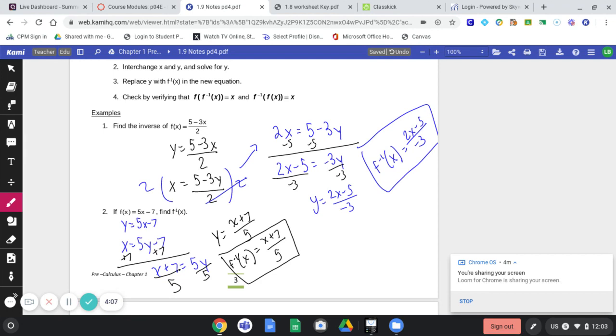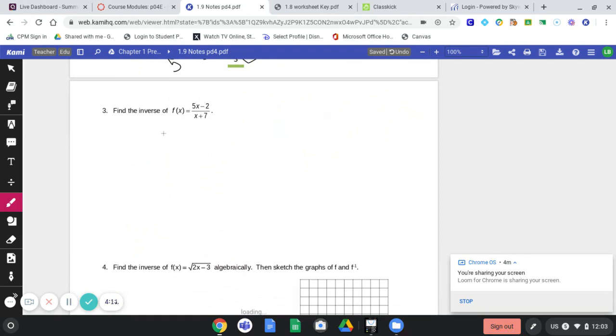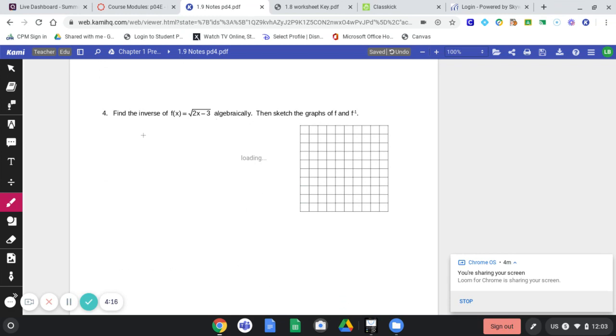So these are just the basic problems. We are going to do something a little more complicated on Thursday. But I also want to take a look at number 4. We can do that one. We'll jump back to number 3 together.